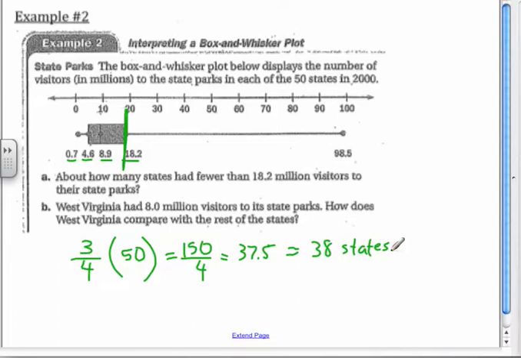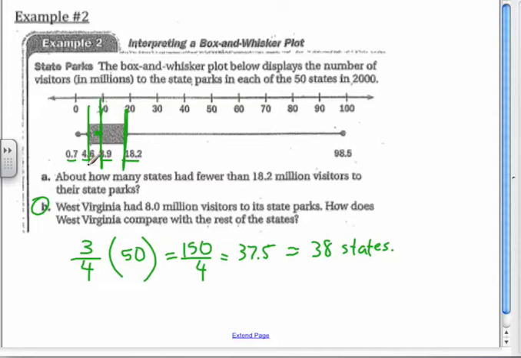Okay. Now, B says West Virginia has 8.0 million visitors to its state parks. How does West Virginia compare with the rest of the states? Well, 8.0 is about right here, okay? So how would you say that it compares to the rest of the 50 states? What do you think, Edward, about 1/4? Do you think it's 1/4? Because the lower quartile is 4.6. 2/4 are about half. It's about in the middle.